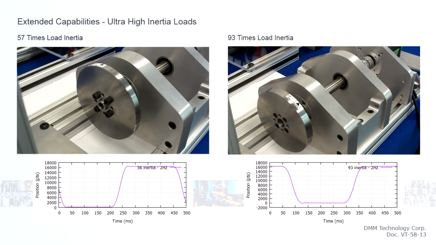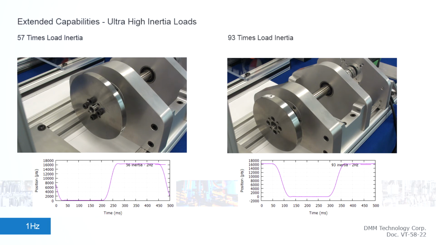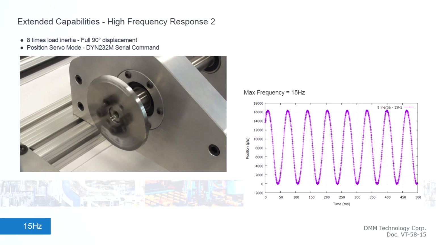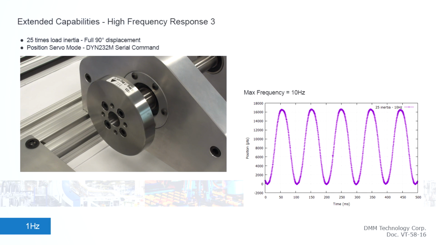The capability of the DYN servo can be extended into even higher inertia ratios and higher frequency response operating regions. The control can maintain accurate response even up to 93 times inertia ratio. At 0 times inertia or free shaft, the control can maintain full displacement until 20 Hz frequency. At 8 times inertia, 15 Hz can be achieved. At 25 times inertia, 10 Hz can be achieved.